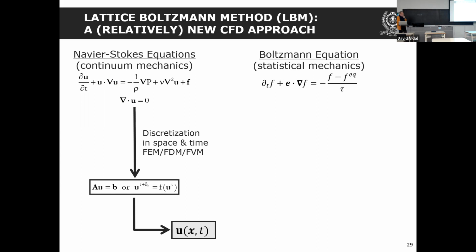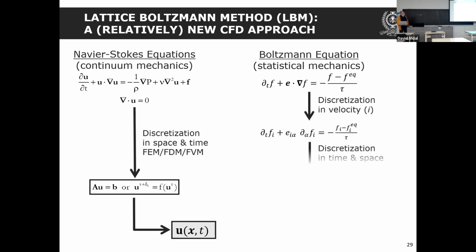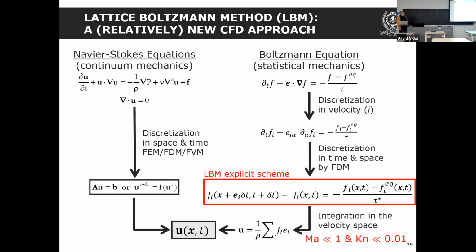Okay, and we're solving for F here, which is the probability distribution function of finding molecules of the gas or the fluid going in a certain direction. But by doing so, we are able to recover in the end, if we integrate those probability distribution functions, the velocity field that is usually given by solving the Navier-Stokes equation.